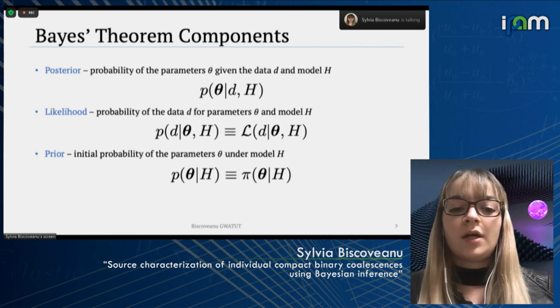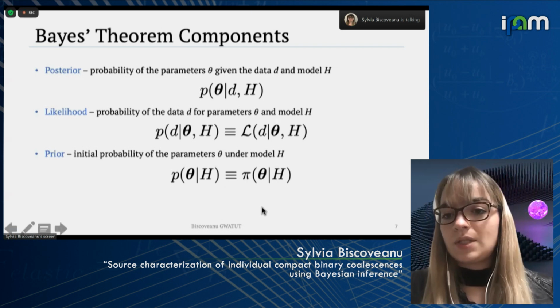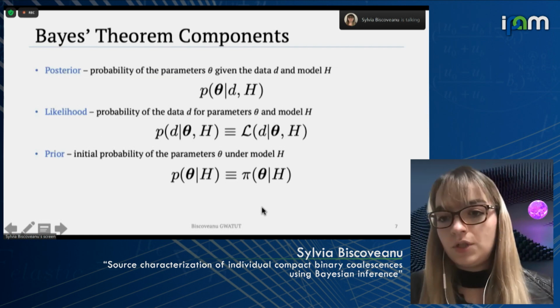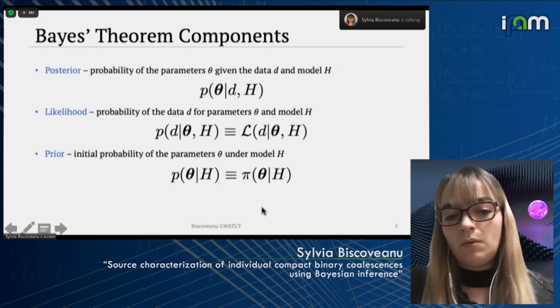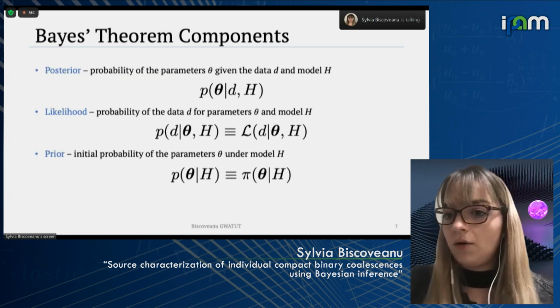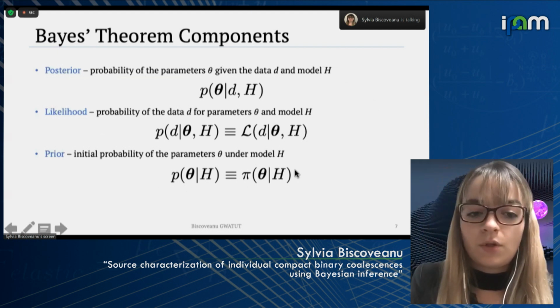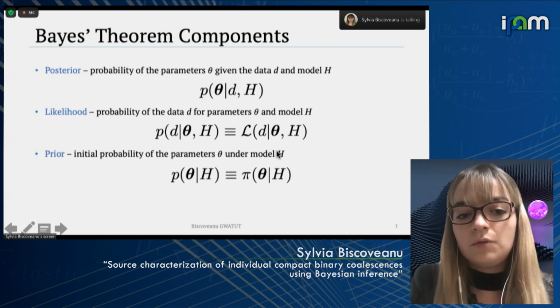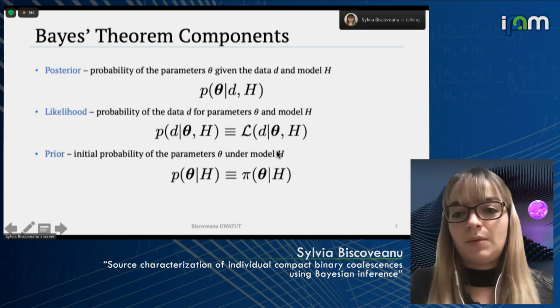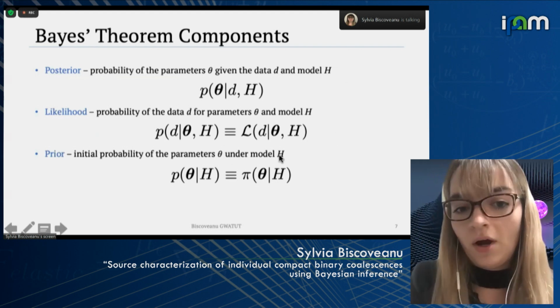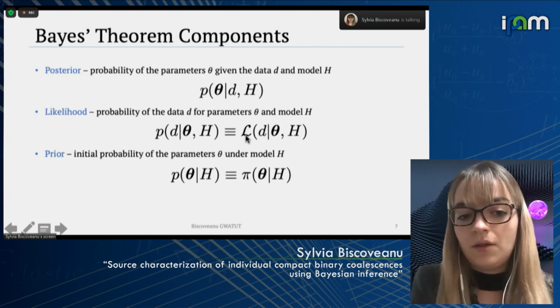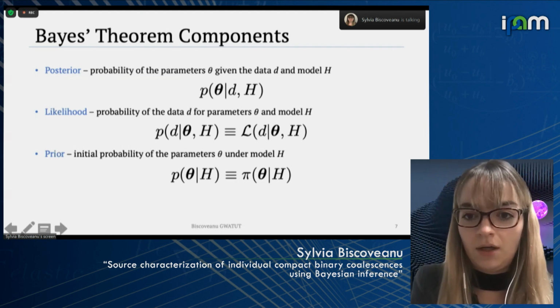So our prior for our mass parameters might be between 5 and 100 solar masses, because we know we're not interested in supermassive black holes. So we don't let our prior go up to tens of thousands of solar masses. And for the likelihood, I'll go through and explain how we arrive at the form of the likelihood, which depends on the properties of LIGO data, in great detail.